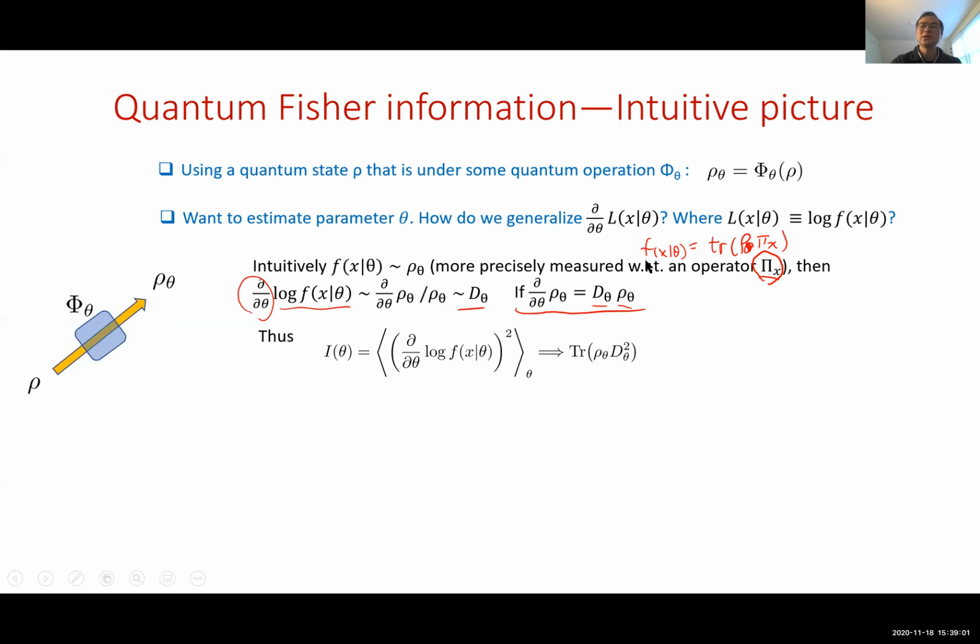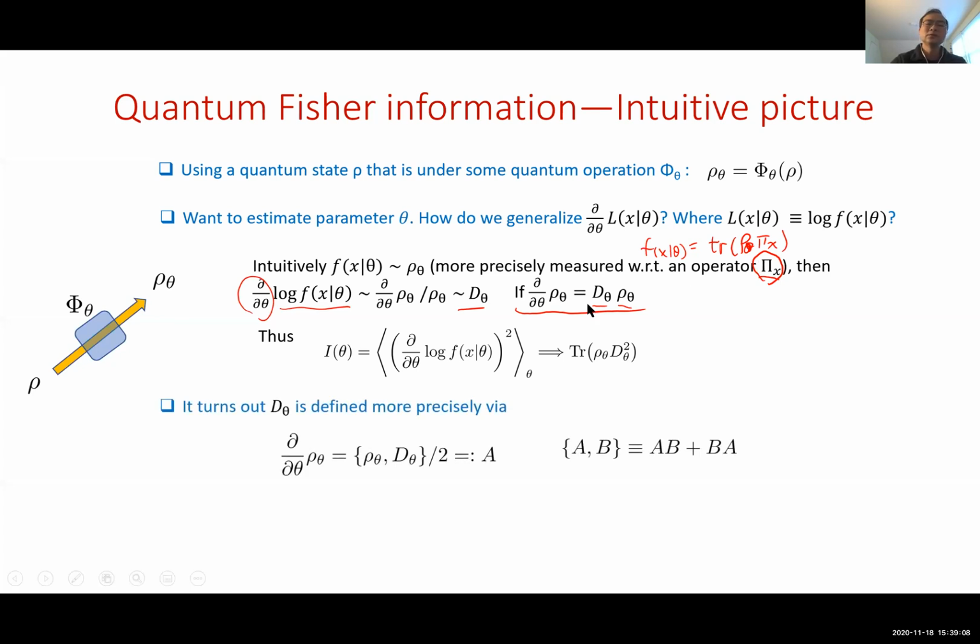Of course, if you want to make it more precise, you have to use this, but let's not do that at this point. So I argue that the derivative of rho theta with respect to theta is proportional to D times rho. It turns out that because this operator you should define more carefully, it's actually more precisely defined as the anti-commutator. So this expression is defined this way.